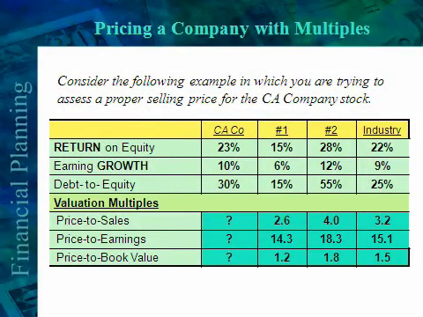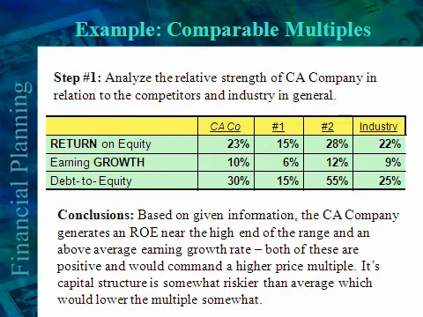Let's look at an example. In this case, you're attempting to price shares of the CA company based on market multiples. You've identified two comparable companies and the industry average. That information is depicted on the chart. The first step might be to analyze the relative strength of the CA company in relation to the competitors in the industry.